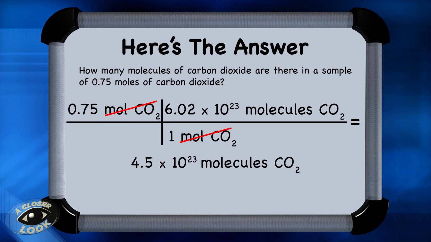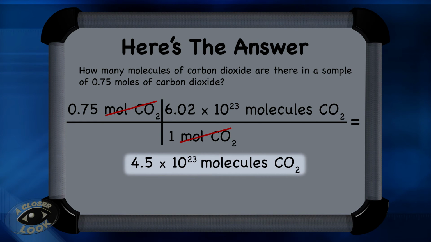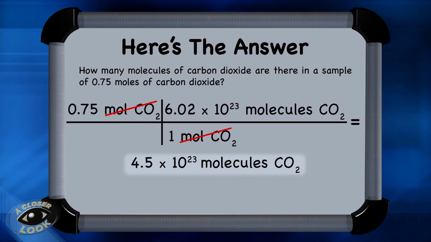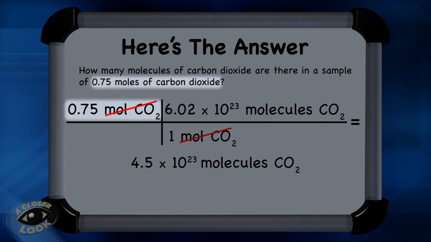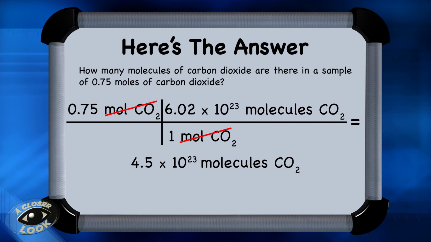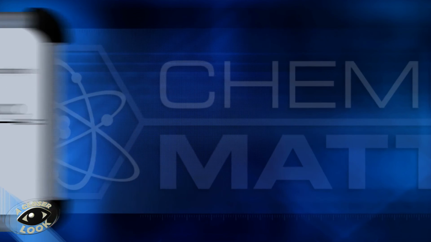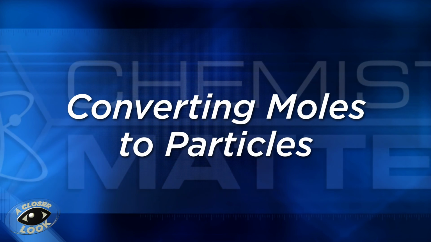And when you multiply those two together, you get 4.5 times 10 to the 23rd molecules of carbon dioxide. That is the same amount of carbon dioxide you have in 0.75 moles of carbon dioxide. So you converted that into molecules. That's a closer look at converting moles to particles.